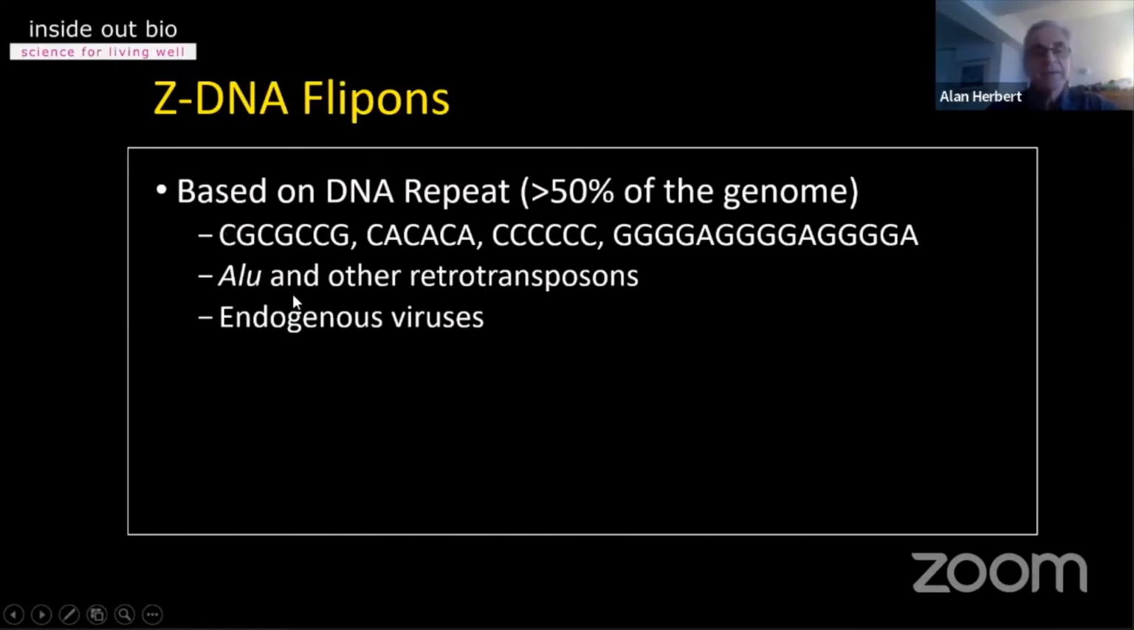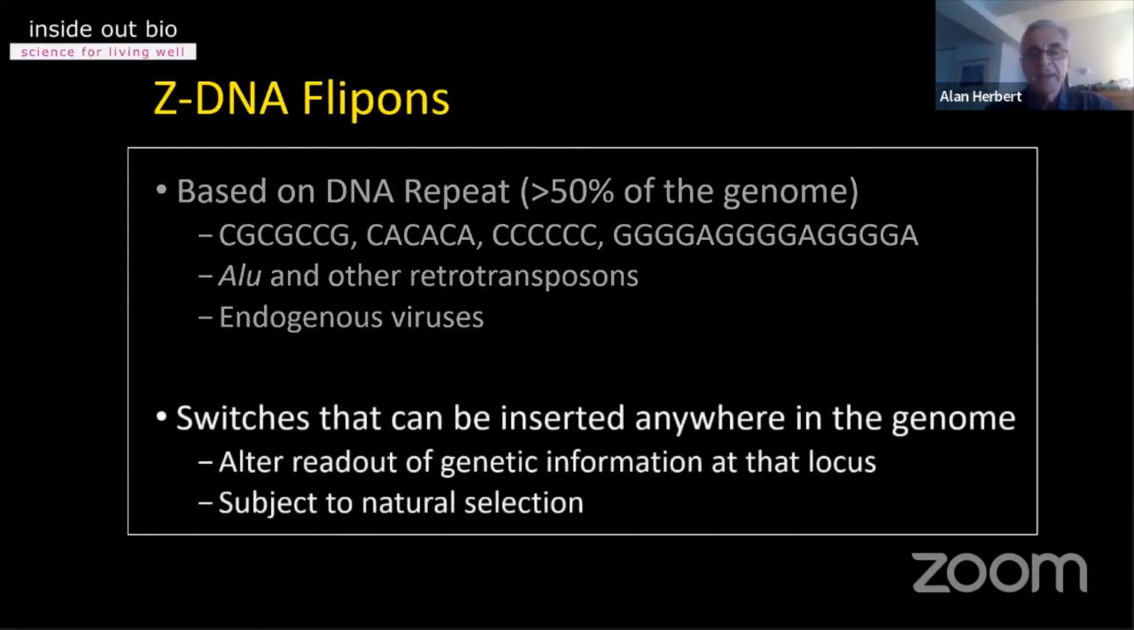There are also other sequences that are repetitive, such as the Alu sequences that were copied through RNA from one position in the genome to another position in the genome, and they're about 12% of our genome. So they also have Z-forming elements. And also endogenous viruses end up forming Z-DNA or Z-RNA just because of all the topological problems they have in packaging themselves into protein capsules.